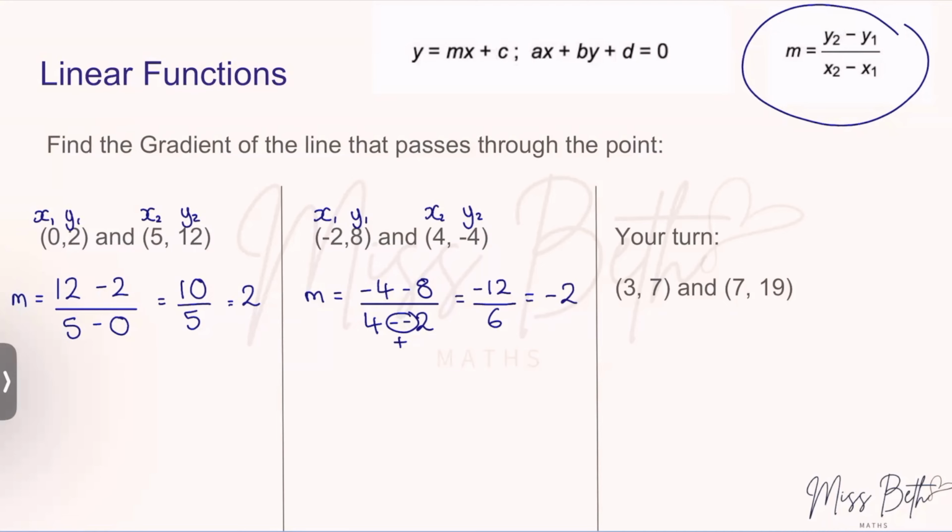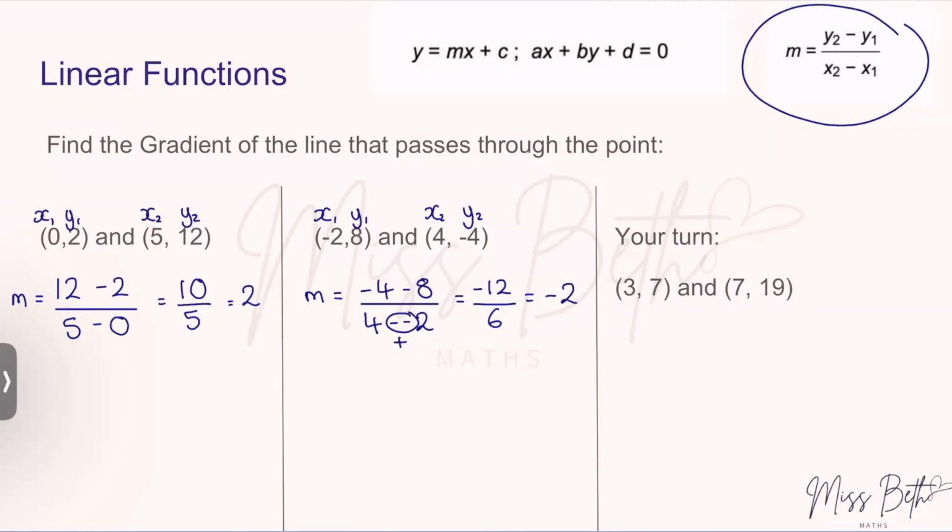Okay, your turn. Have a quick go at that last one. So you've got the points 3, 7 and 7, 19. Okay, so just have a quick go. I'll give you a little bit of time for this.